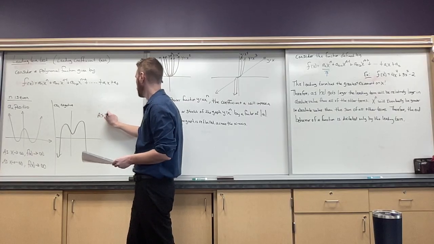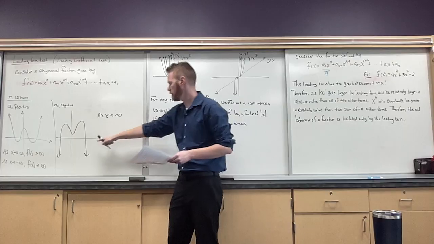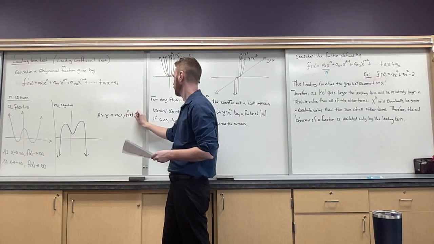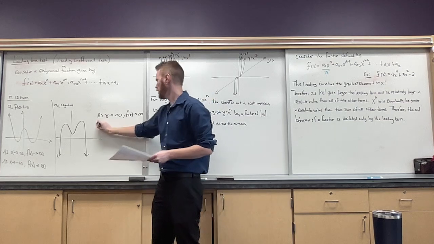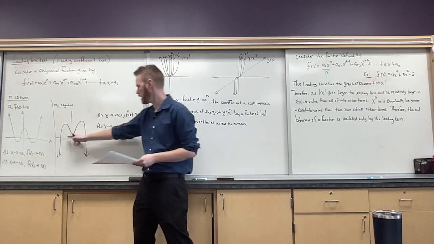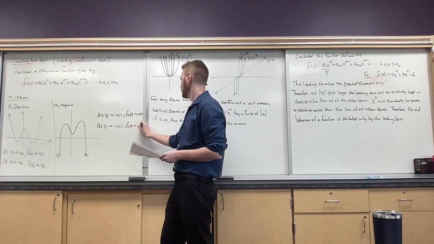So now how do we describe the end behaviors? Well, like this. As x goes to positive infinity, my function values are going to go to negative infinity. And then as x goes to negative infinity, we can see that my output, my y values, will also go to negative infinity.